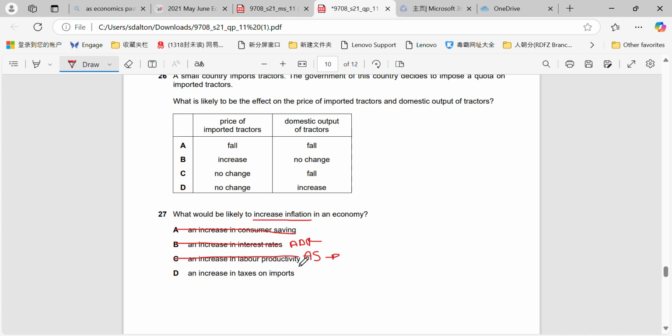Increase in labour productivity would move AS to the right, and therefore would help us to decrease inflation, not increase inflation. But if we have an increase in taxes on imports, what that may do is it may result in the cost of production for domestic firms rising, aggregate supply shifting to the left, and generating cost push inflation, which would mean that inflation would increase in the economy.